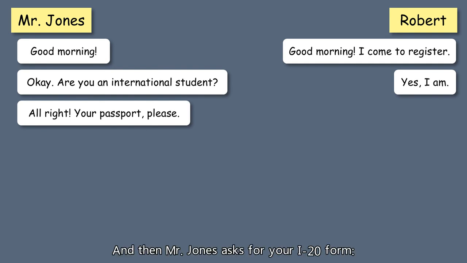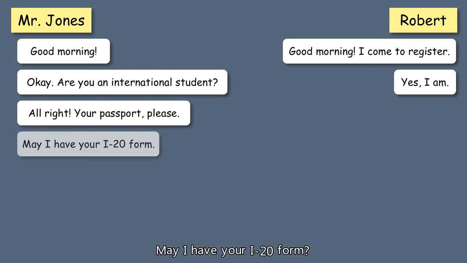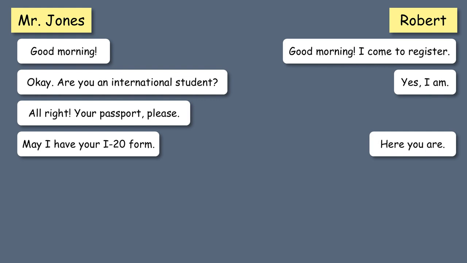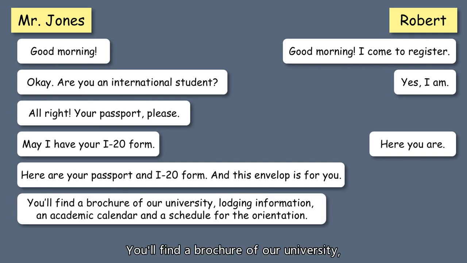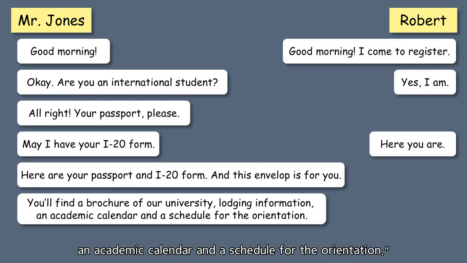And then Mr. Jones asks for your I-20 form. "You are from China. May I have your I-20 form?" You hand your I-20 form to him, saying, "Here you are." He examines the two documents carefully and then hands them back to you, together with an envelope, saying, "Here are your passport and I-20 form, and this envelope is for you. You'll find a brochure of our university, lodging information, an academic calendar, and a schedule for the orientation."